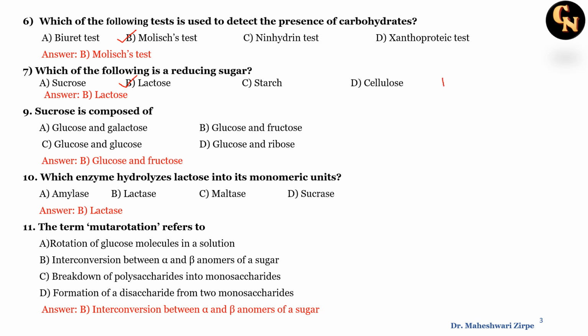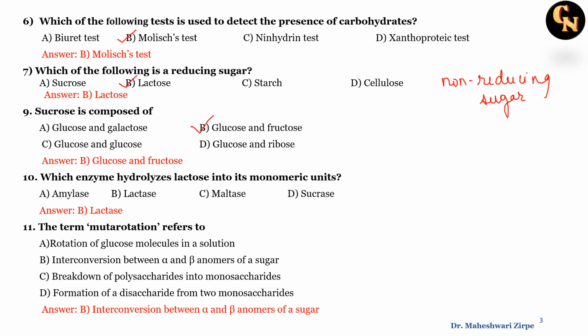non-reducing sugars. So this can also be asked in the exam as: which of the following is the non-reducing sugar? You should know cellulose, starch and sucrose are non-reducing sugars. Now next is: sucrose is composed of dash. Sucrose has which two ingredients? The options are glucose and galactose, glucose and fructose, glucose and ribose, and glucose and glucose. Obviously option B is the correct option, glucose and fructose. Sucrose is composed of glucose and fructose.